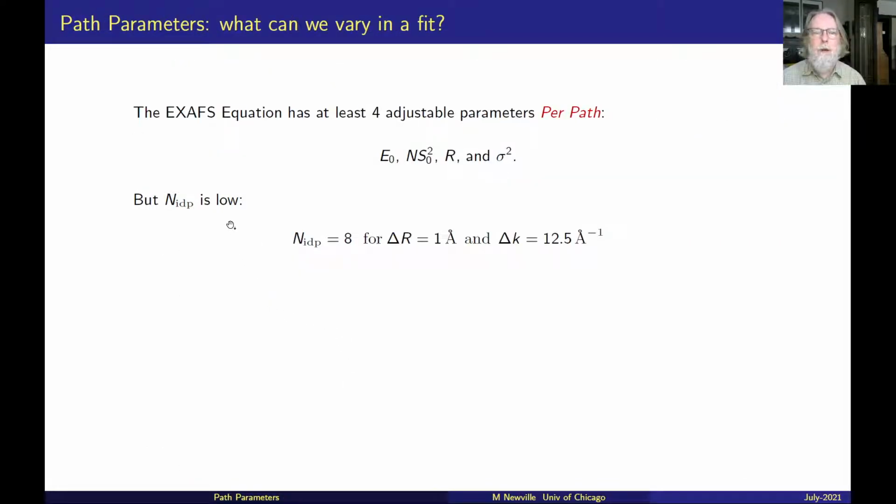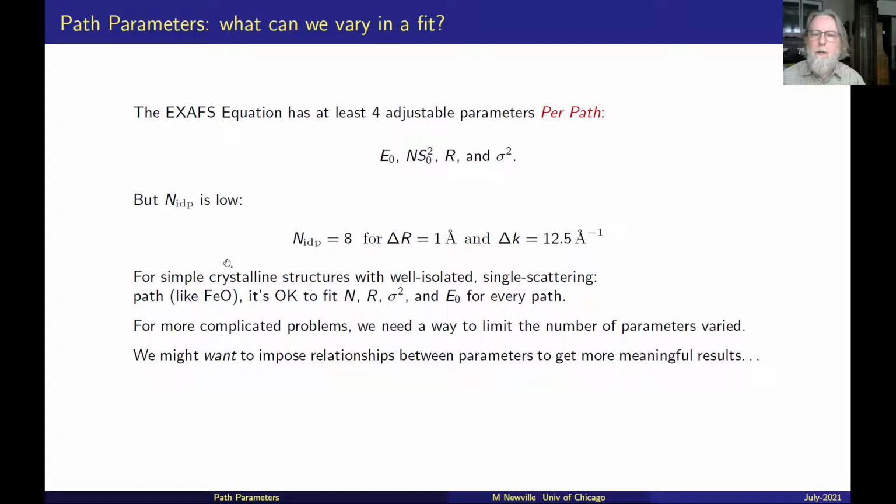Okay, so let's talk a little bit about what we can vary in the fit, the parameters that we're going to vary in the fit. In the XAFS equation, we have 4 parameters. Actually, there's more: E0, N times S0 squared, R, and sigma squared for each path. But the number of independent points is low. So for 1 angstrom, for 1 shell, we have about 8 independent variables. That's okay, as long as we don't get too many paths. As we go out further in R, we'll need more paths, and we'll hit this limit quickly if we tried to model the data out to 5 or 6 angstroms.